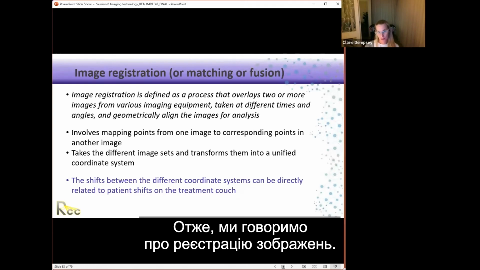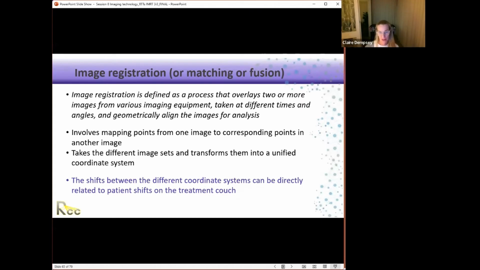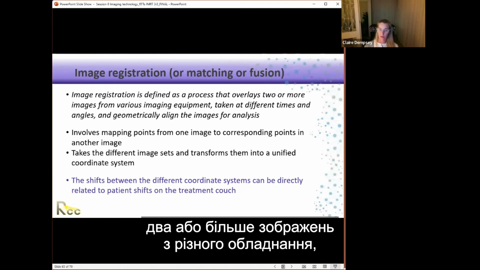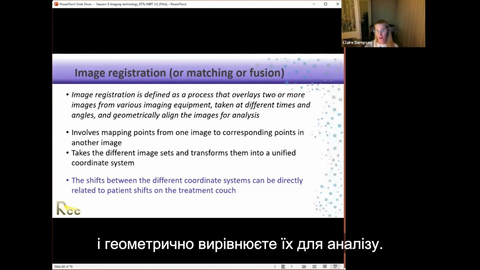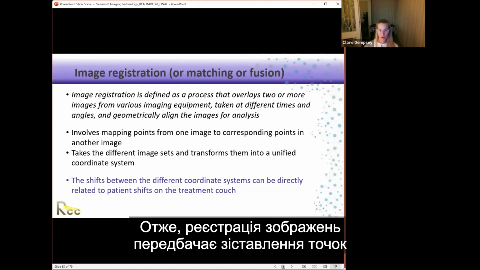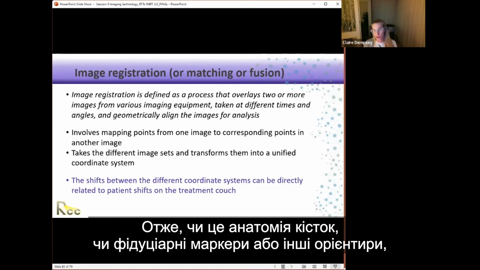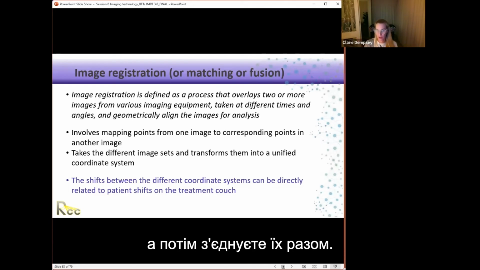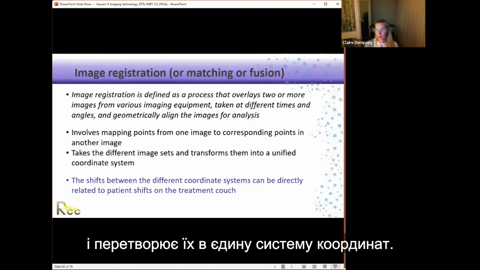Okay, so we talk about image registration. So I'm just introducing all these terms that you're going to hear over the next couple of presentations. So image registration is a process where you overlay 2 or more images from various imaging equipment taken at different times and angles, and you geometrically align them for analysis. So image registration involves mapping points from one image to corresponding points in another image. So whether this is looking at bony anatomy, whether it's looking at fiducial markers or other landmarks, you map them on one image, you find them on the other, and then you join them together. So it takes the different image sets and transforms them to a unified coordinate system.